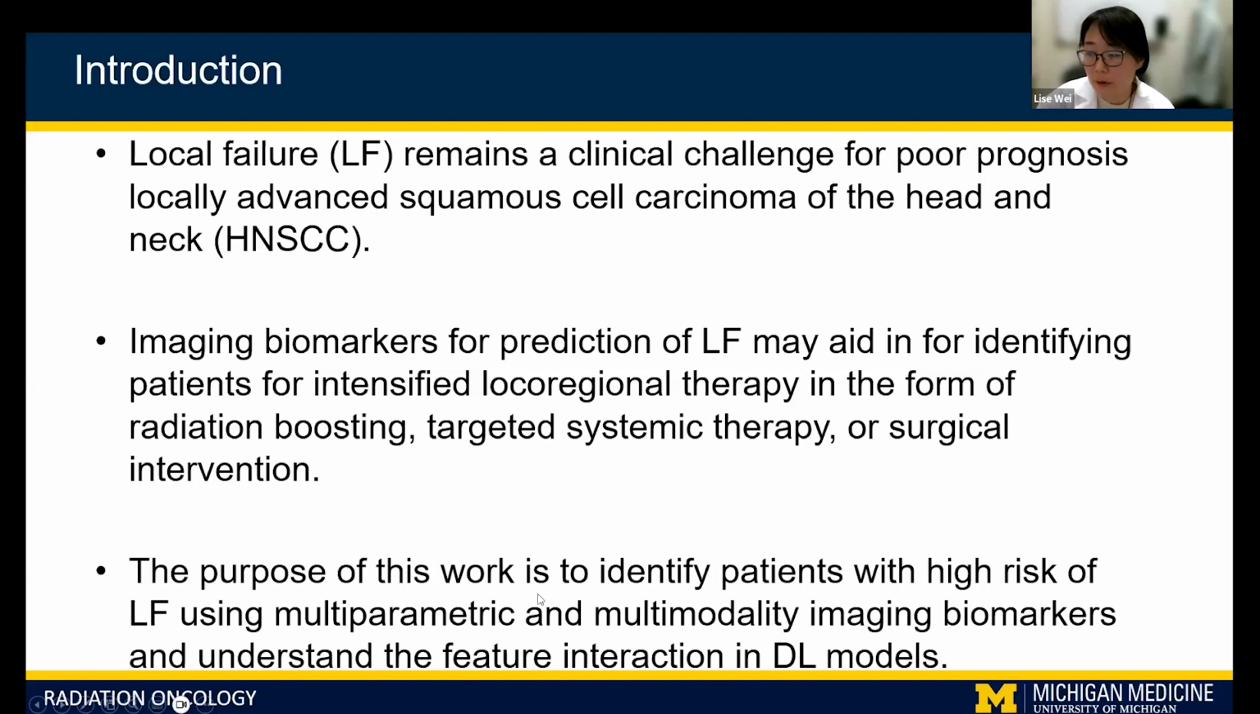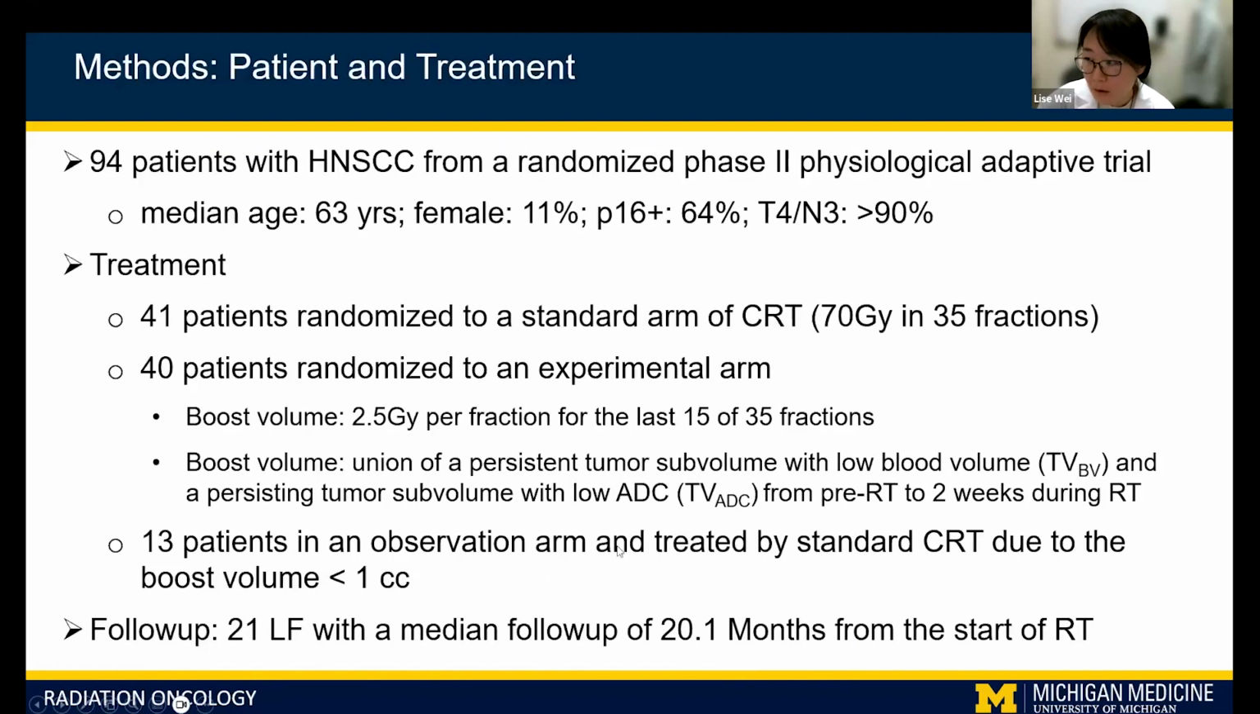The purpose of this work is to identify patients with high risk of local failure using these multi-parametric, multi-modality imaging biomarkers. And one important aspect is to understand how these features interact in these deep learning models. A lot of our work has very limited patient sample size, and this one only has 94 patients, but this is from a randomized phase 2 physiological adaptive trial.